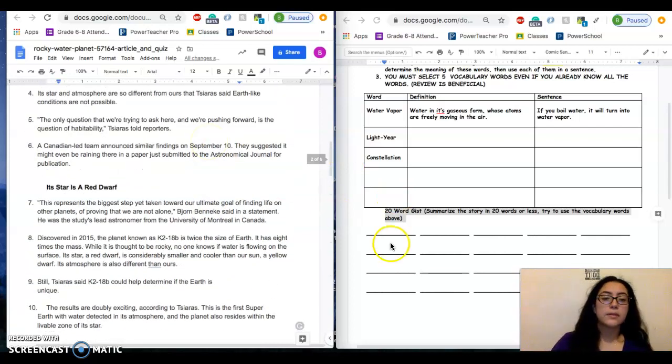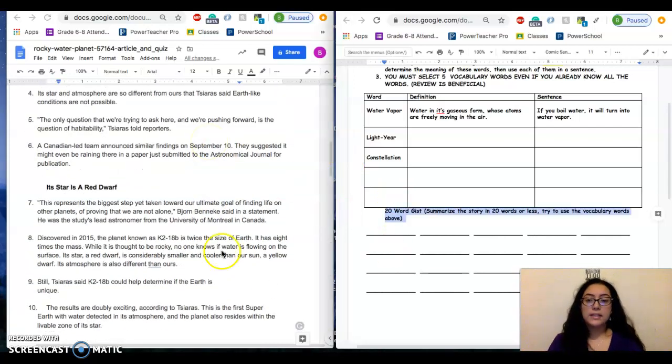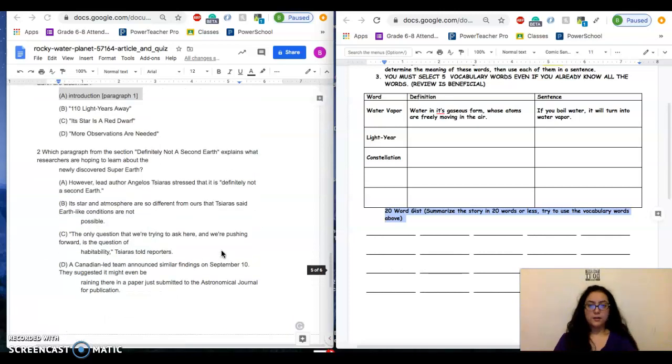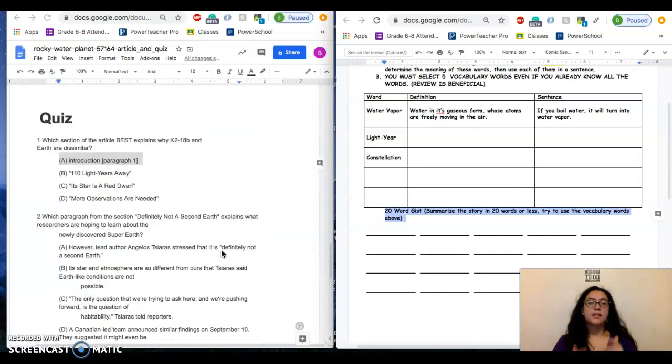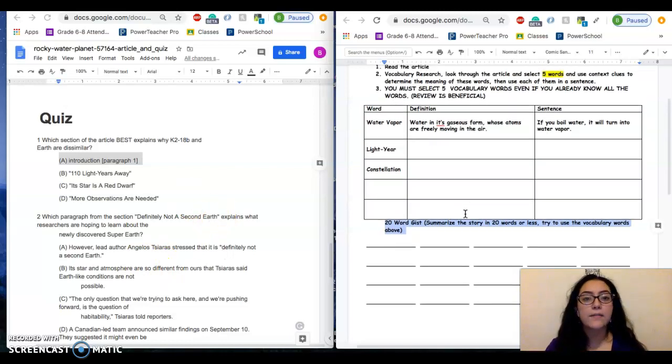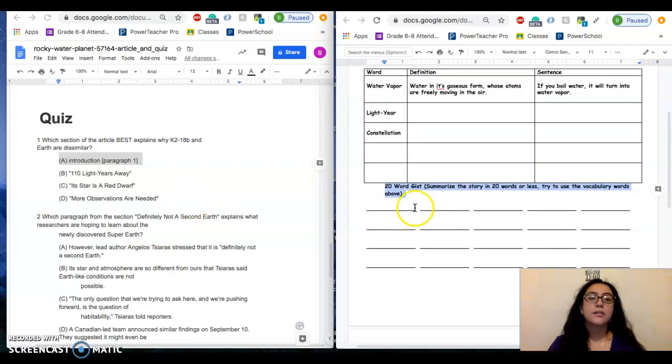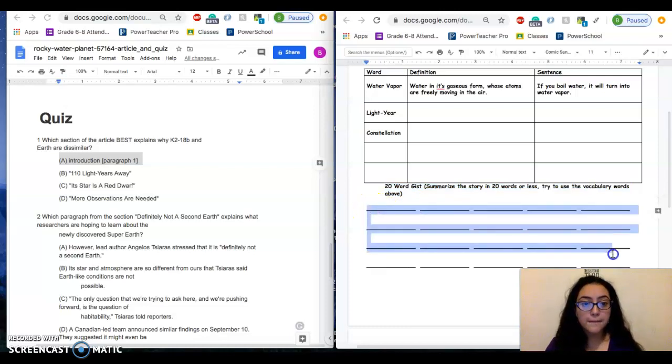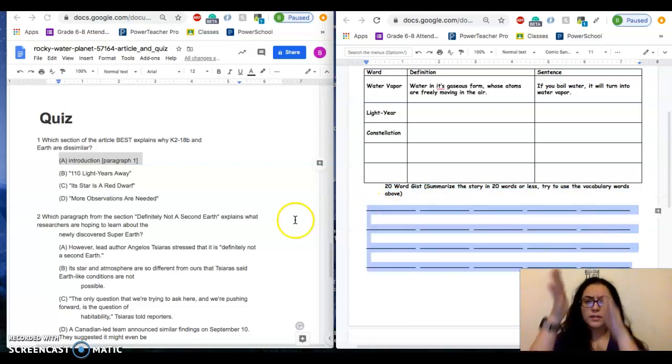So we'll go to the quiz. Alright, so let's say your friend texts you and says, oh man, I didn't get to read the article. Can you tell me what this article is about in 20 words or less? Well, bam, you already have it because of the worksheet. You're going to write a summary about this whole article. What is this whole article about in 20 words or less? So in this article, it's about da da da.